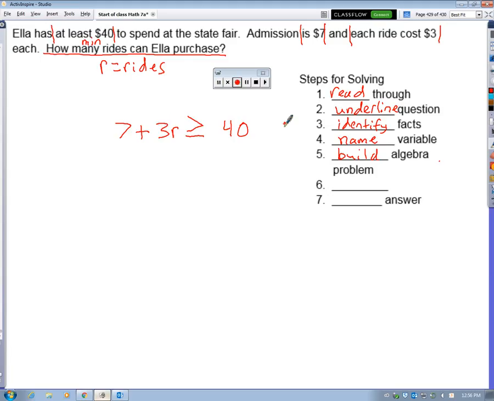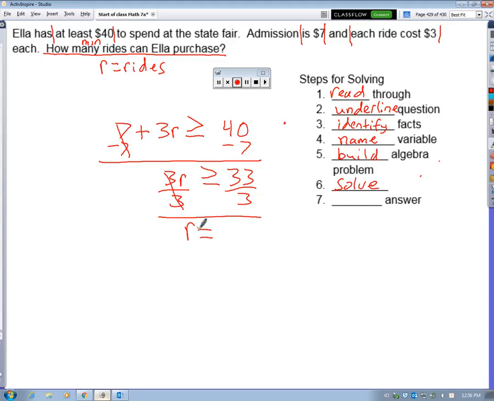Now, let's go ahead and solve this and see what we get. We're going to cancel out the 7 first. Minus 7 on that side. Do the math on that. We get 33. Bring down your symbol and bring down 3 times r. Now we just need to cancel out the 3. You guys can probably even see the answer right now. Divide by 3. Divide by 3.